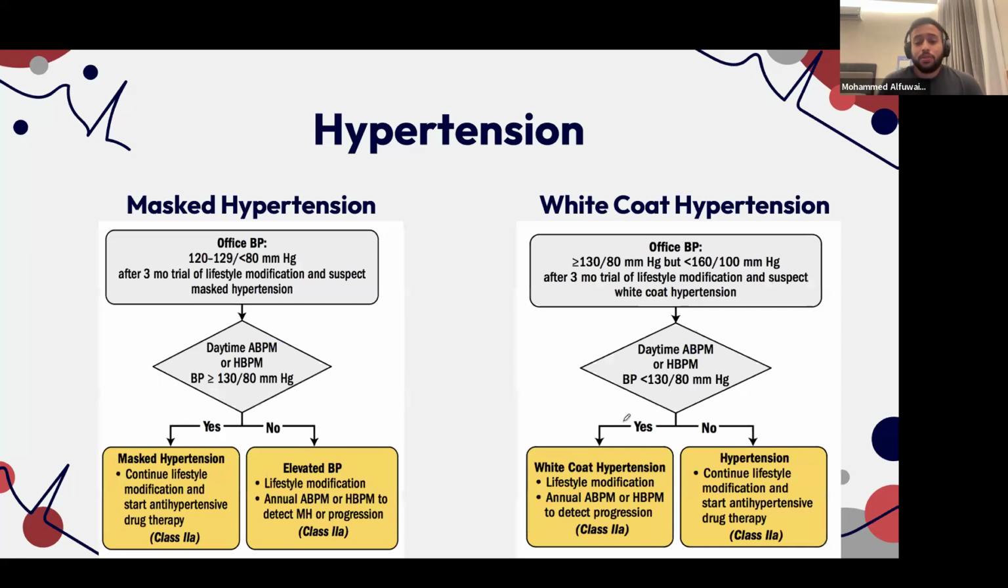Now, two conditions that can make it more difficult to diagnose hypertension are masked hypertension and white coat hypertension. Masked hypertension is basically when in the office, in the clinic, you measure their blood pressure and it's normal, okay? But when they tell you that at home, it's elevated, okay? Or when you do the ambulatory blood pressure monitoring that I mentioned, the 24-hour reading, it's elevated. This is what we call masked hypertension, okay?